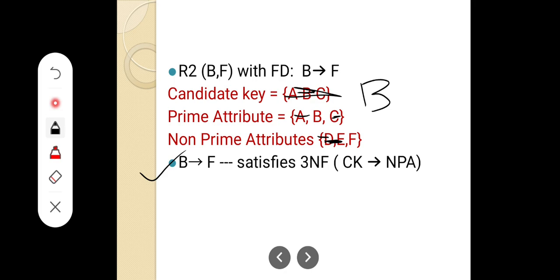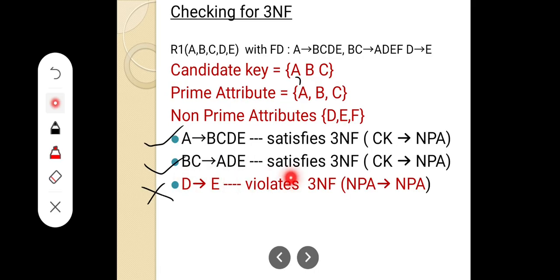Clear? Why did B become the candidate key here? When we decomposed the table into R2, we made this B a super key or candidate key. So here the candidate key is B, the prime attribute is B, and the non-prime attribute is F. B determines F satisfies 3NF, because LHS is a super key or a candidate key. So decomposition is not needed here. Decomposition has to be done for D determines E, that is, in R1 the table has to be decomposed.